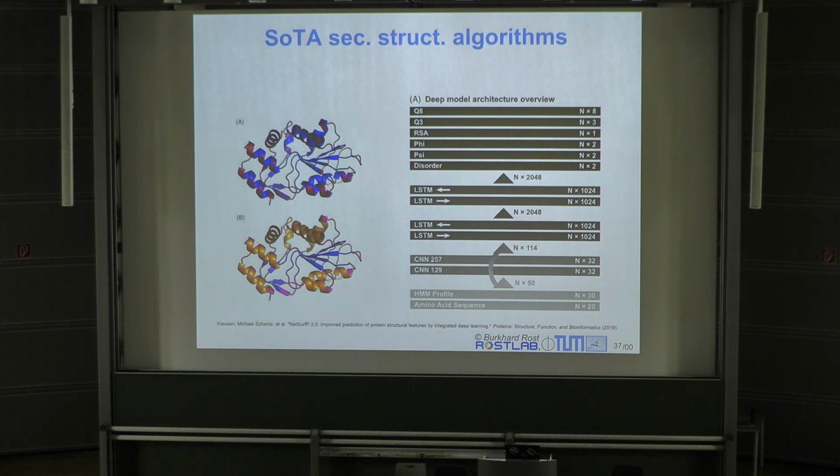RSA is the relative solvent accessibility of a residue in a protein. So it just indicates whether it's rather on the surface or in the core. Phi and psi angles just indicate the orientation of your side chain or the backbone and the neighboring residues, and disorder again is just whether it's disordered or not.